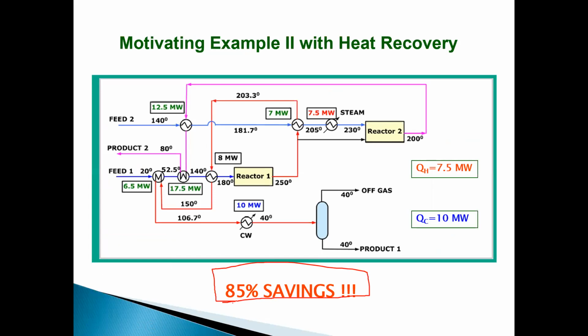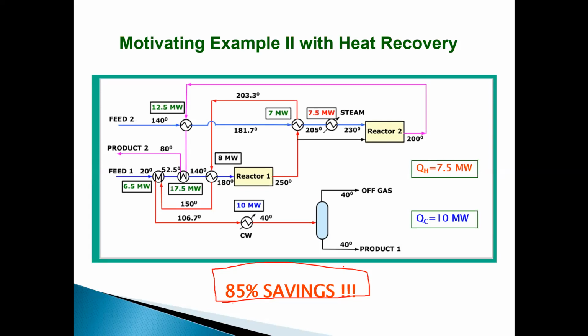Do you think it is worth it to do this way of heat integration to save 85% of the cost? Of course, 85%. So if you are spending, for example, $1 million per year for these utilities, how much will you pay now? 150,000. Big saving. If you can achieve it, that would be great.